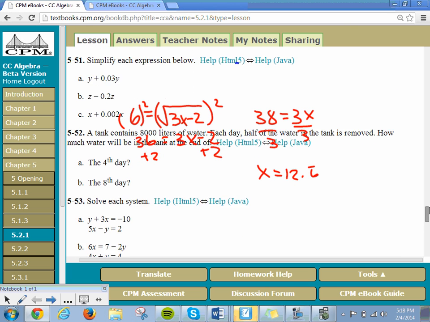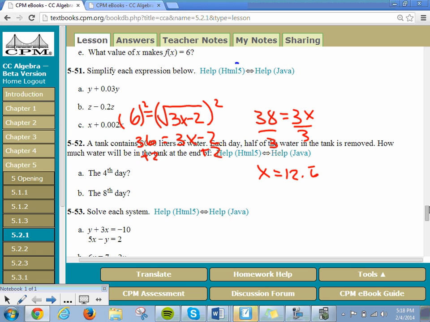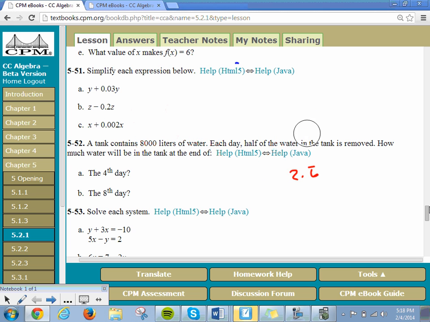All right, moving on to 51, some of the newer homework. This is the one that was just recently assigned in class today. In 51, they asked us to simplify each expression below. So for this one, they want us to realize that this is 1y plus 0.03y. So really what we have is 1.03y. In B, we're subtracting, so we've got 1 whole z, and we're taking away 0.2, which means we'll be left with 0.8z. And then in C, we've got 1x, and we're adding 0.002. So it's very much like part A.